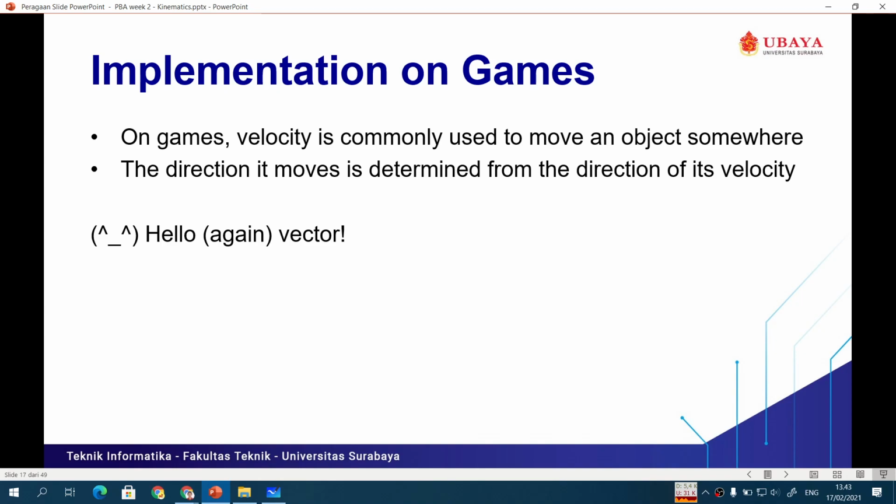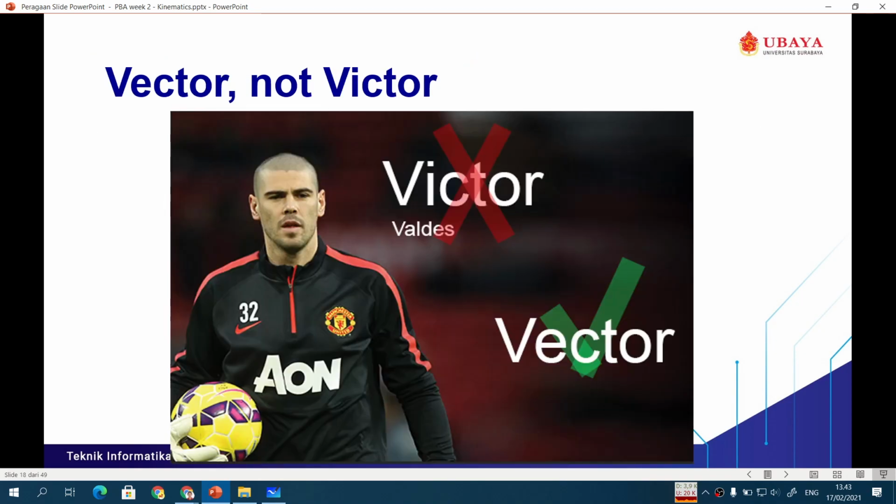Okay, next, let's continue. So how do we implement this in games? In games, velocity is commonly used to move an object somewhere. It is obvious. The direction it moves is determined by the direction of its velocity. So let's review the vector for now. We will talk about vectors.